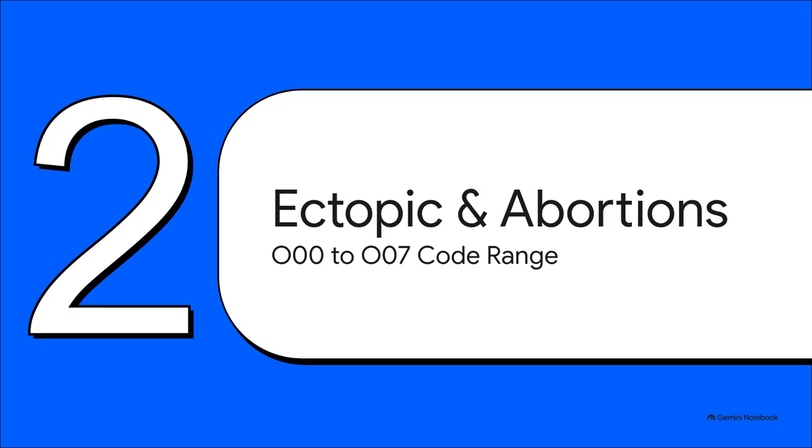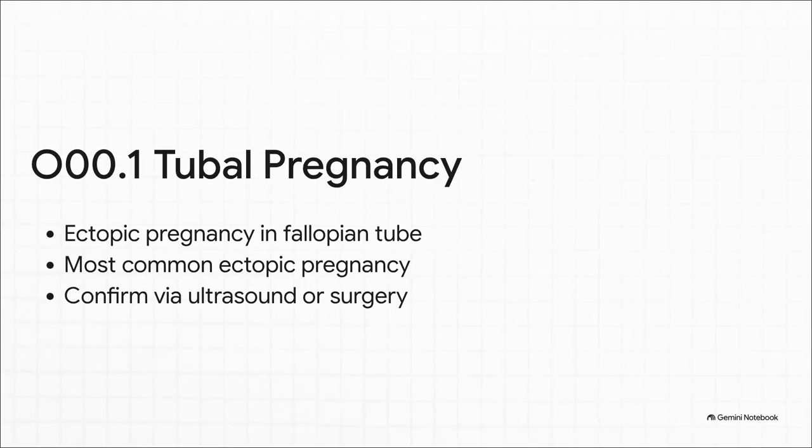Moving right along to Section 2, ectopic and abortive outcomes. Let's start by looking at O00.1, tubal pregnancies. This is when a fertilized ovum implants outside the uterine cavity, specifically in the fallopian tube. Clinically, it's actually the most common type of ectopic pregnancy.